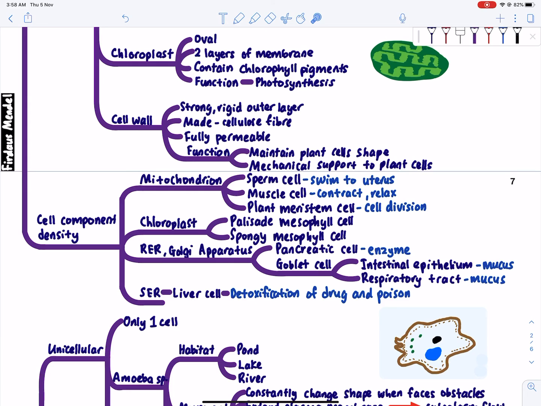And then rough endoplasmic reticulum and Golgi apparatus are found in many numbers at the pancreatic cell because they are producing and secreting enzymes. And then the goblet cell, in the intestinal epithelium, produces mucus, as in the respiratory tract mucus. And then we have smooth endoplasmic reticulum, found abundantly at the liver cell for detoxification of drugs and poison.